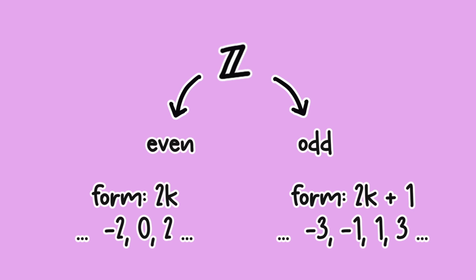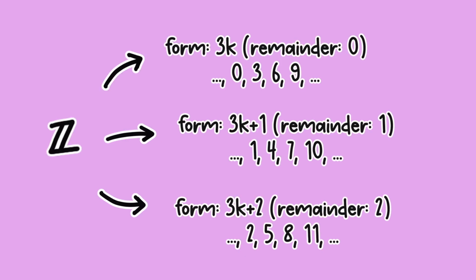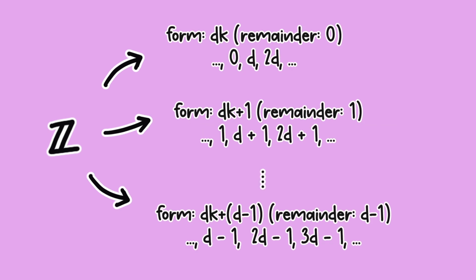You might have noticed that every integer is either even or odd. We can also group integers into 3 groups based on their remainders when divided by 3. In fact, we can split the integers into any positive number of groups, with remainders going from 0 all the way to 1 less than the number of groups. The remainder can't be greater than or equal to d, since this will wrap back into the other groups.